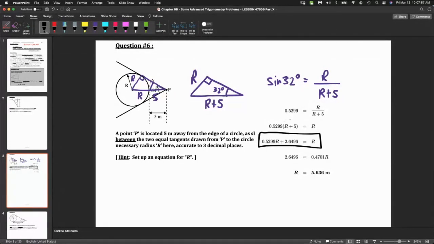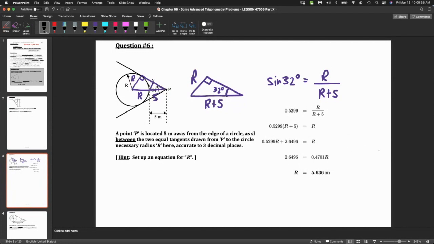Yeah, the more decimals, really, the better anyway. And finally here, we can move this R over. So what I did there was if you're wondering how I got 0.4701, I did 1 minus 0.5299. Not the R, there is an R there. I'm just talking about how I got this number, the coefficient there. Finally, to get the answer, I'm going to divide 0.4701 by this number here. Sorry, the other way around. I'm going to divide 2.6496 by 0.4701 to get this answer.